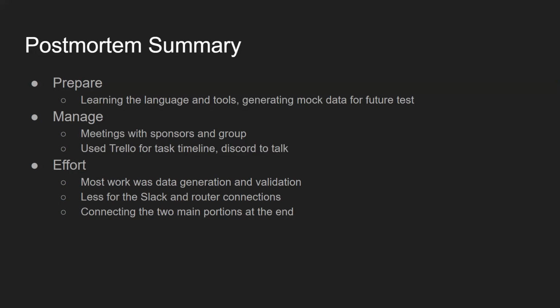So for the effort, most of the effort was put into the data generation and validation because that required the most work. That was complex at one point, making the data generation more modular, working on that and validating it for every single field. Less work was needed for the Slack and router connections. Those were quicker and easier to figure out, just how to send the messages and the information to the right URLs. And then at the end, we had to connect everything together, because there were two separate parts that were pretty big portions of the project, and we put it all into one run method to keep things simple. I think that worked out really well.